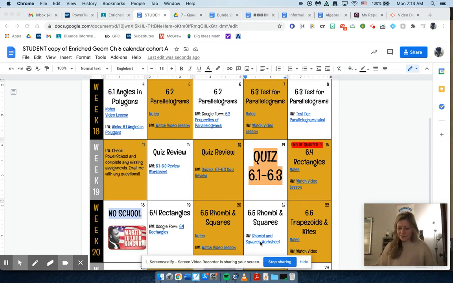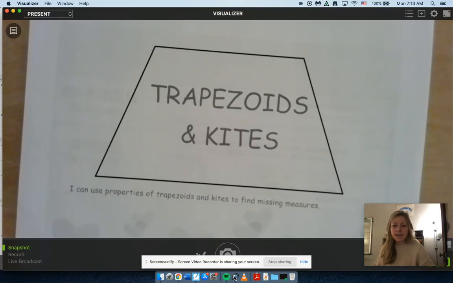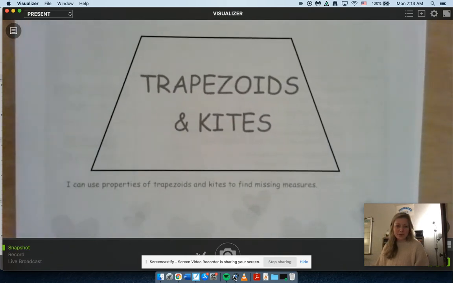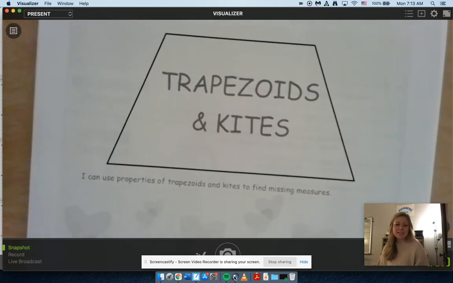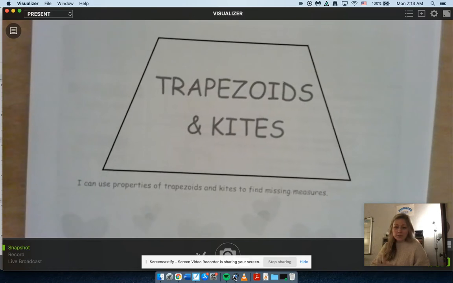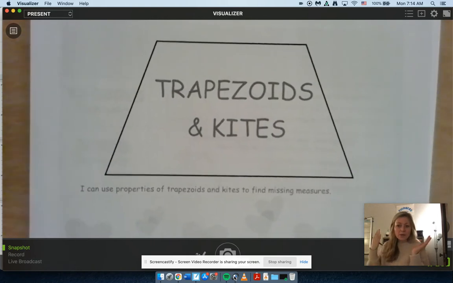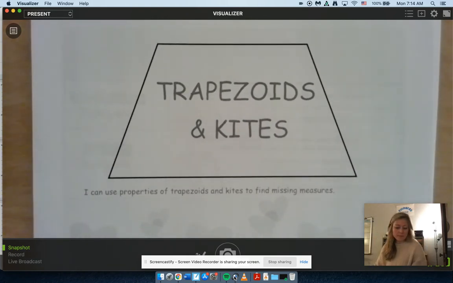Howdy, everybody. We have already made it to our last lesson of the chapter. So, without further ado, we are moving on to trapezoids and kites. As always, we're going to learn some properties about these polygons and then use those properties to find either missing angles or side lengths, okay?